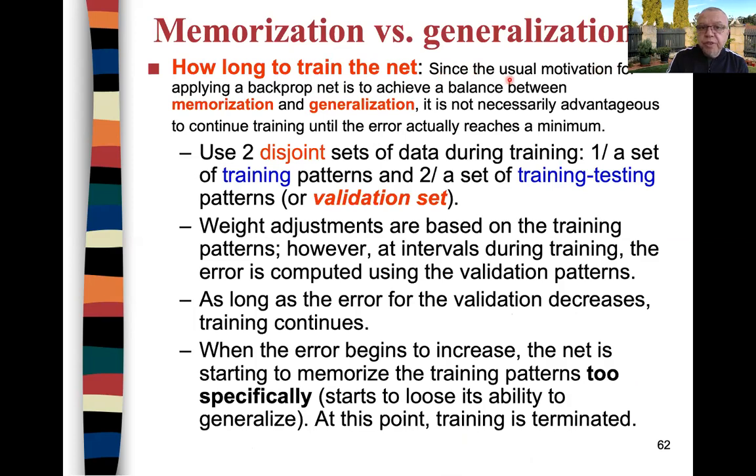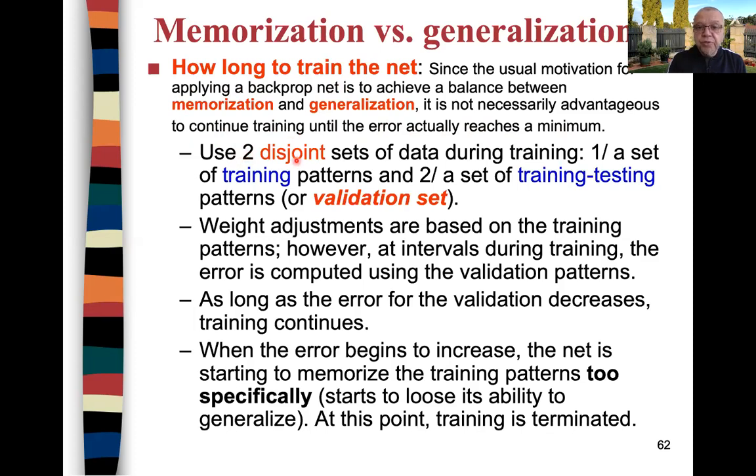Since the usual motivation for applying backpropagation is to achieve a balance between memorization and generalization, it is not necessarily advantageous to continue training until the error actually reaches a minimum. Meaning that if you train too much, with a large number of epochs, you may not allow the network, the multilayer perceptron, to generalize. It will memorize. So there is a rule of thumb on when to stop this training.